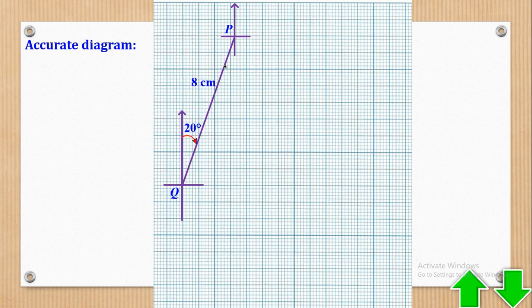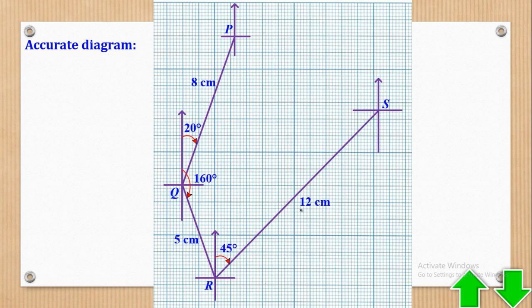Then for R, you have to measure 160 degrees starting from the north direction using a protractor. Then after that you measure off 5 centimeters, and where you stop, that will be your R. Then from R, I measure 45 degrees from the north using a protractor, then also measure off 12 centimeters using a ruler, and where you stop, that will be your S.